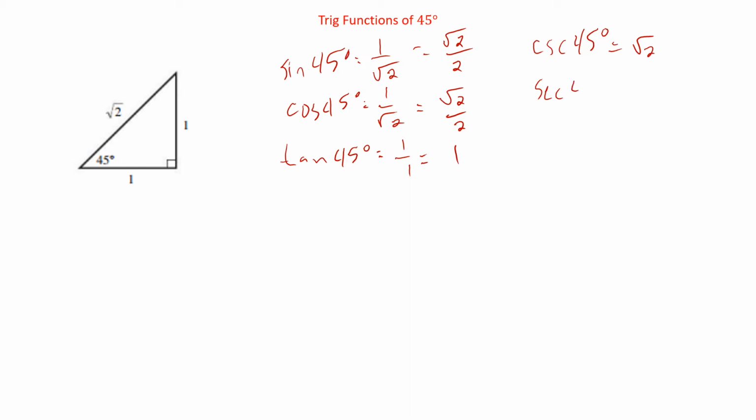The secant of 45 degrees is also root 2, being that the sine and cosine were the same. The cosecant and secant will also be the same. And the cotangent of 45 degrees equals, well, instead of 1 over 1, it's 1 over 1, which is still 1. So those are the trig functions of 45 degrees. And anytime it's 45 degrees, we're going to get exactly those values. So it doesn't matter what the size of the triangle is, as long as the angle is 45 degrees, those ratios will be the same.